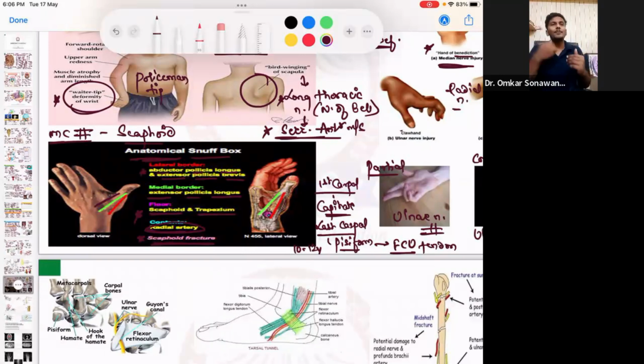And therefore, which blood supply would be cut? Distal or proximal? The blood supply to the proximal part of the scaphoid would be cut off, and therefore proximal AVN is more common in scaphoid.